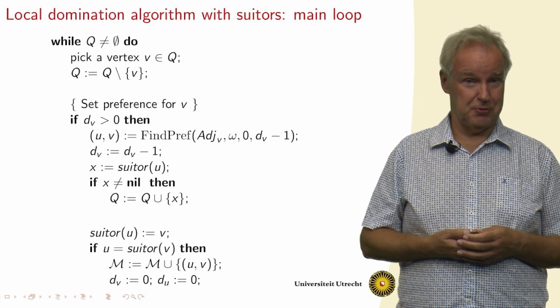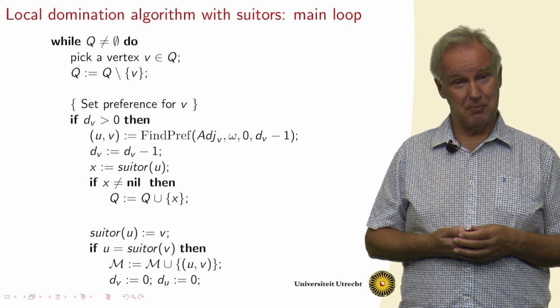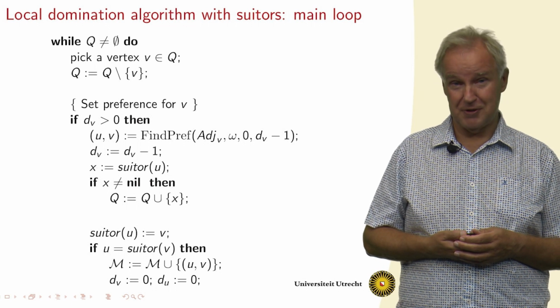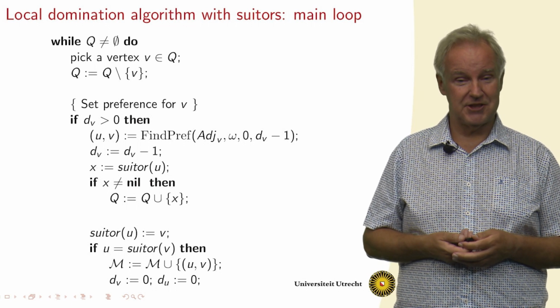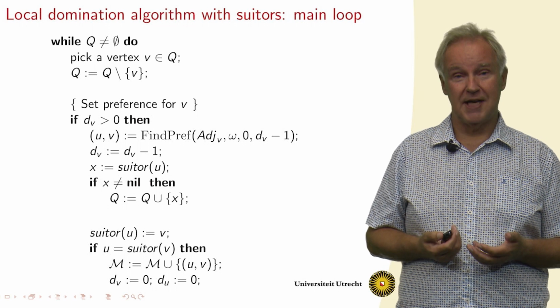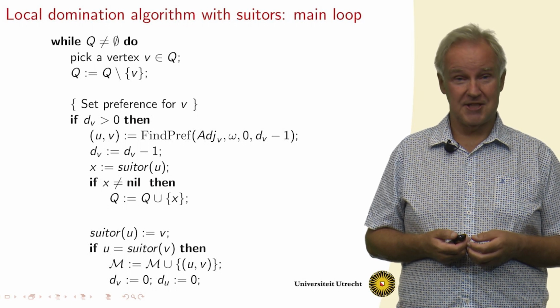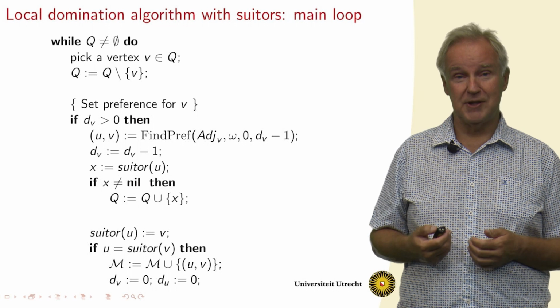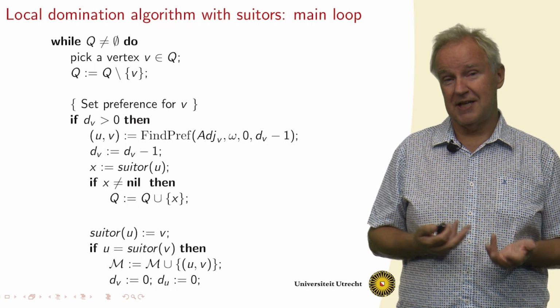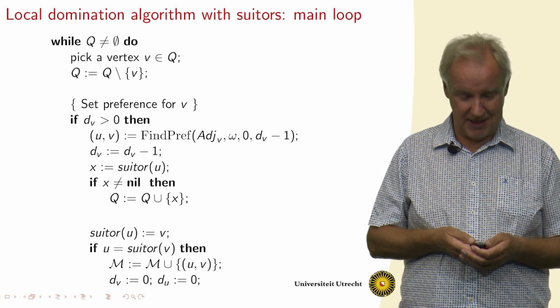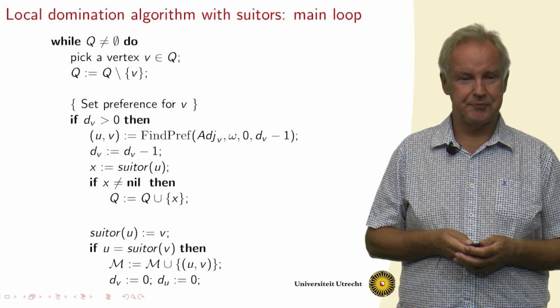V becomes the suitor of U, and if it's mutual, if U is the suitor of V, then we have a match and register it. And once we do that, we can set the degrees of both U and V to 0 because they are out of it, and so the adjacency list can be considered empty.